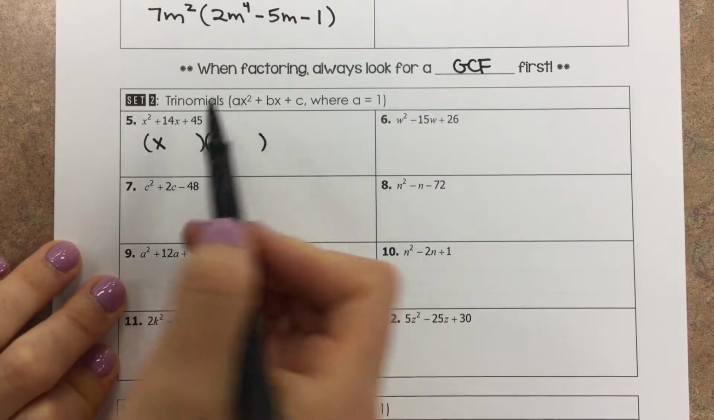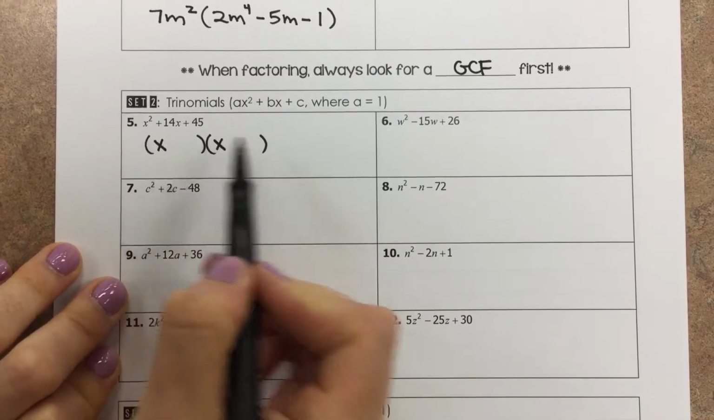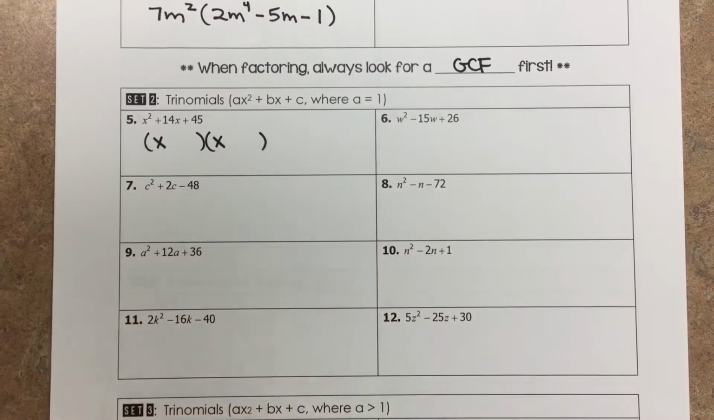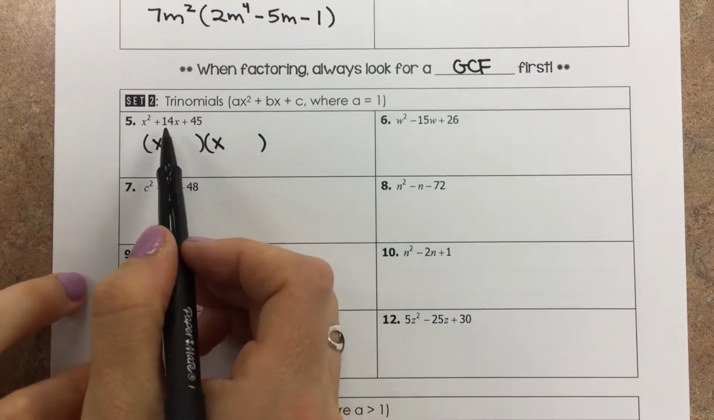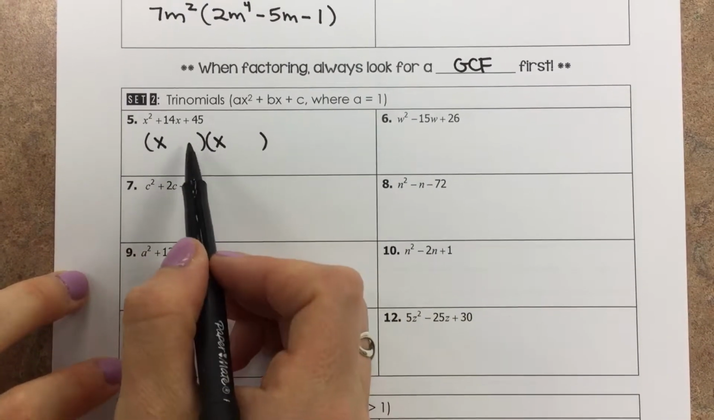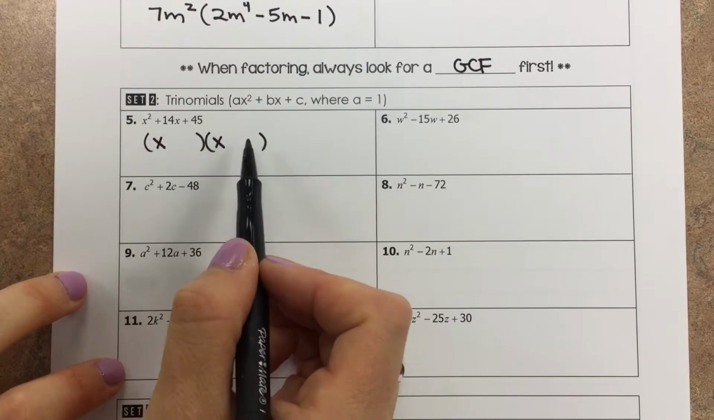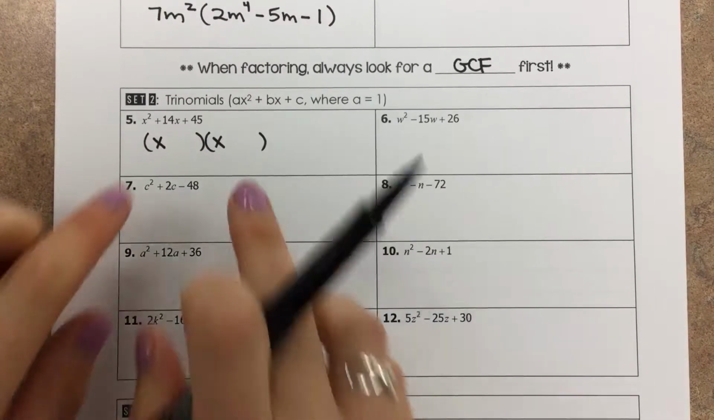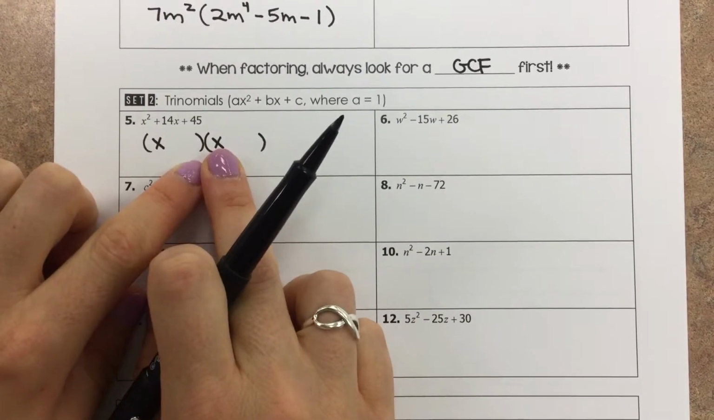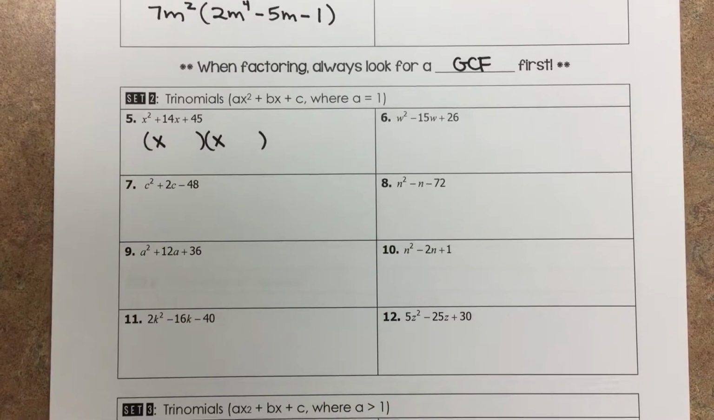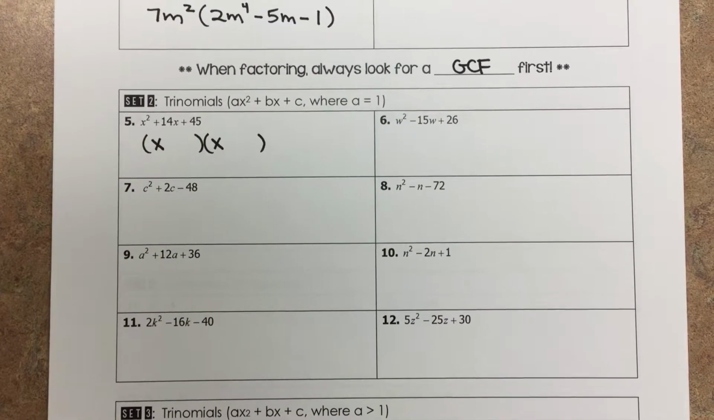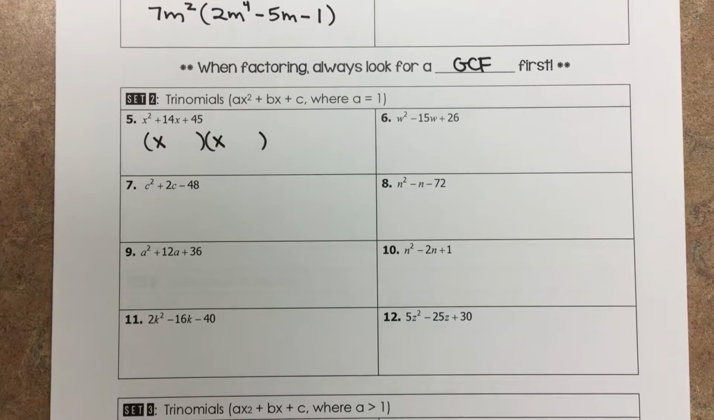And then the last term is 45. So this times this has to give us 45. But the important part is that our middle term ends up being 14x. So when I multiply these 2 things together, I should get 45. But the trick is when I add this term and this term, I have to get 14. So we are looking for 2 numbers that multiply to give us 45 and add to give us 14.